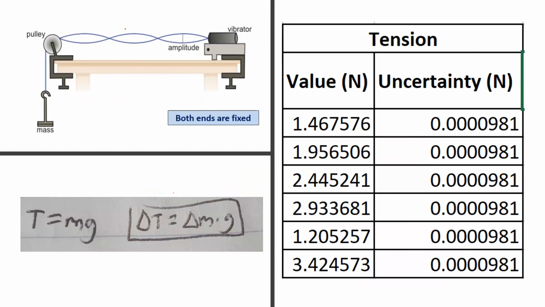Now we need to get the experimental one. As you can see, here is what I explained, that this part here is actually what creates the tension. So tension is equal to mass times the gravitational acceleration, and its uncertainty is simply the uncertainty of the mass times the gravitational acceleration, as g is only a constant. So here's the values we got. Here are the different tensions we got from the different masses and their respective uncertainties.